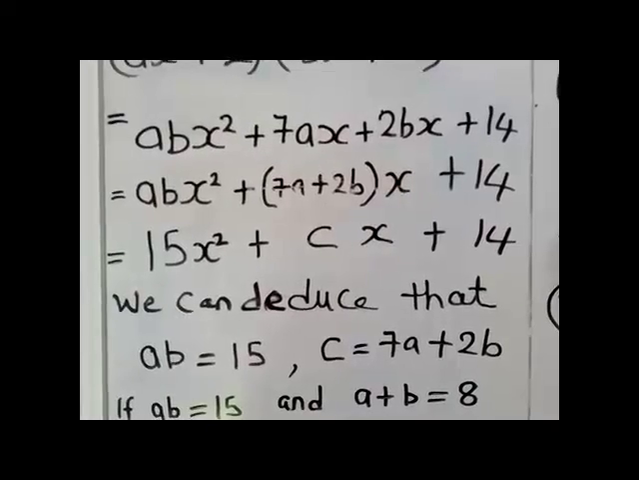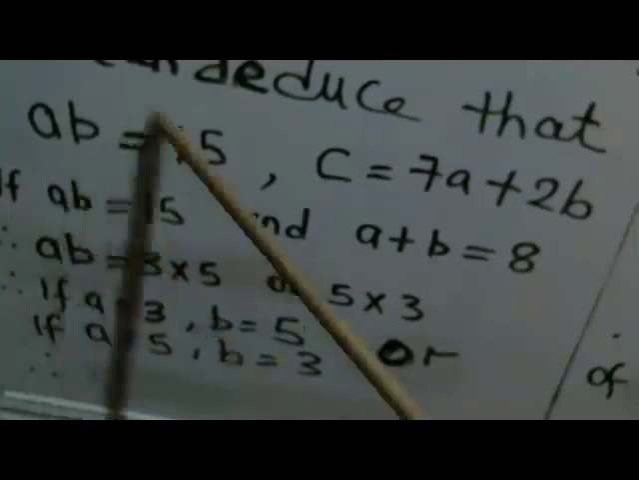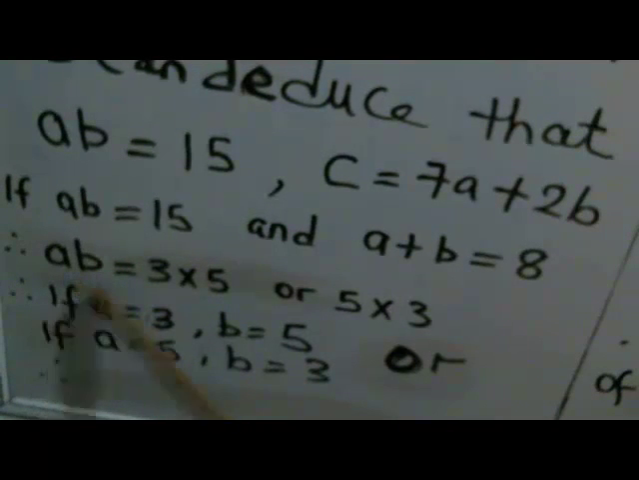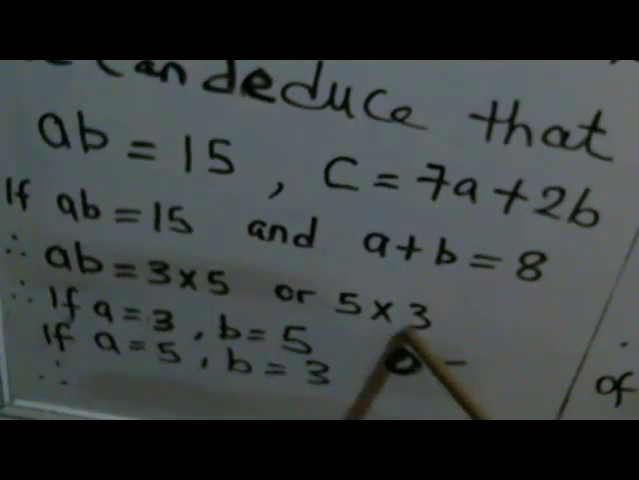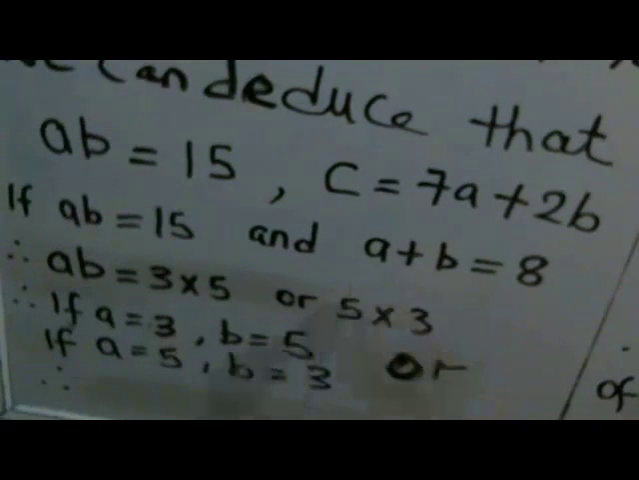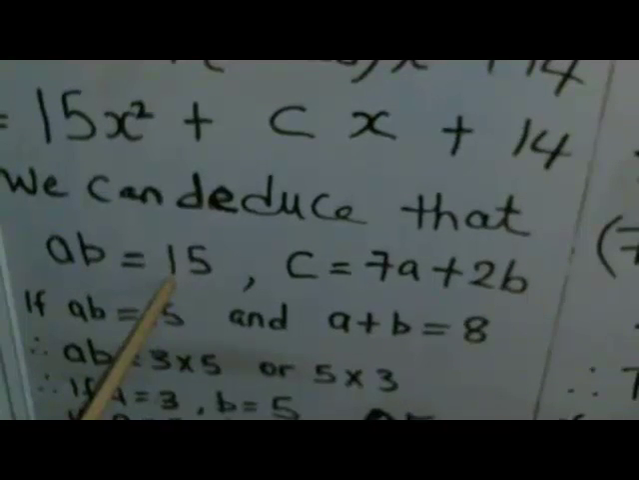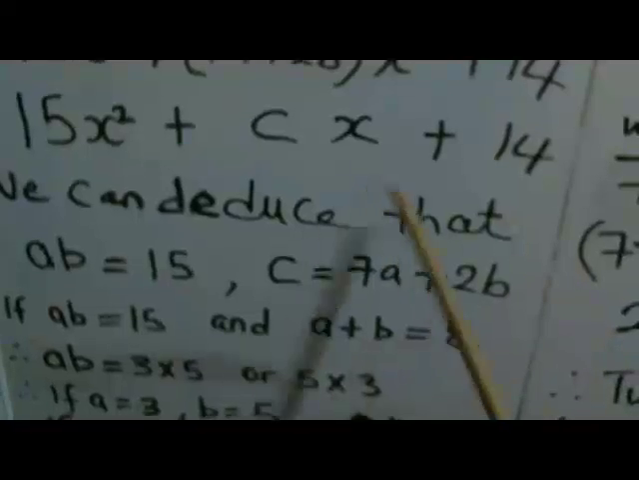So if ab is equal to 15, and we only have 2 numbers that can multiply each other to give us 15, that's 3 times 5 or 5 times 3. So let's say if a is equal to 3, b should be 5, or if a is 5, b is 3. So both a times b should give us 15.